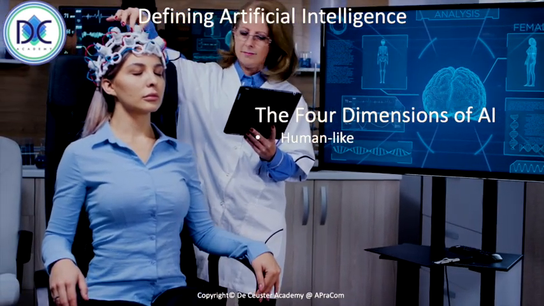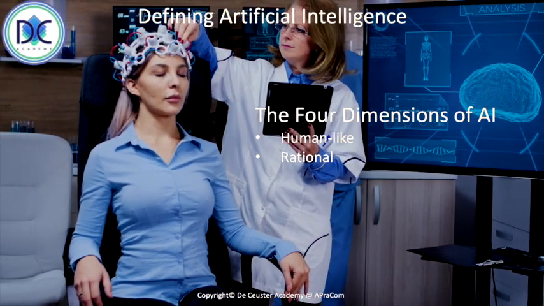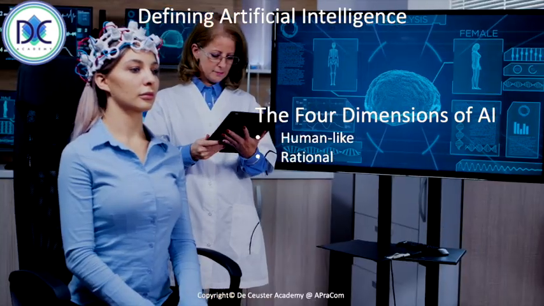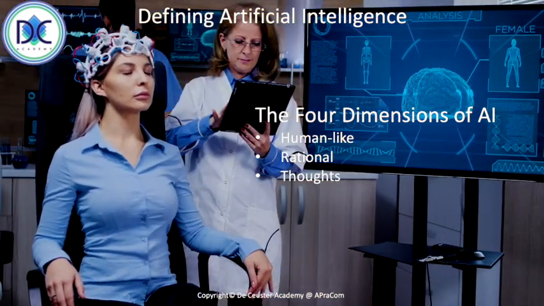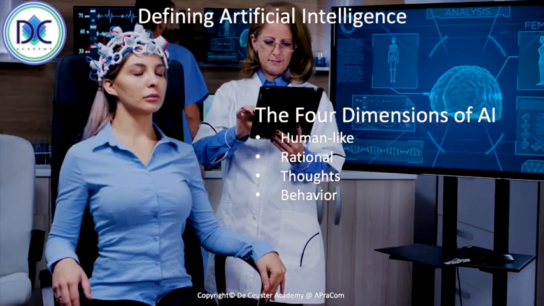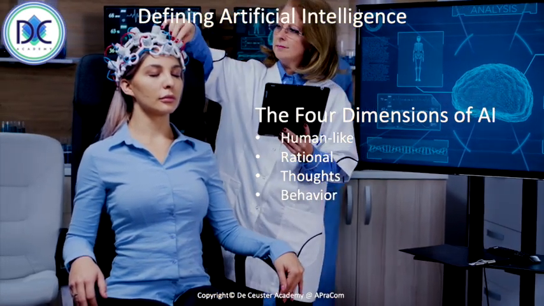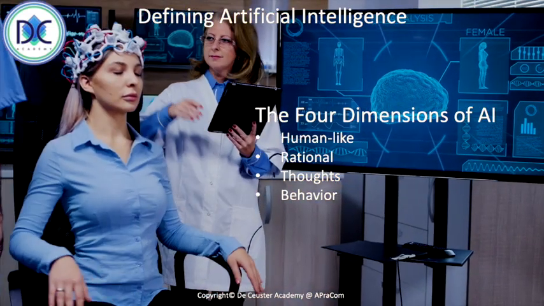First of all, we can look at the human-like aspect of AI. The second element is about the rational aspect of AI. The third element is about thoughts, how AI deals with thoughts. And the last part is the behavioral part, how does AI behave.